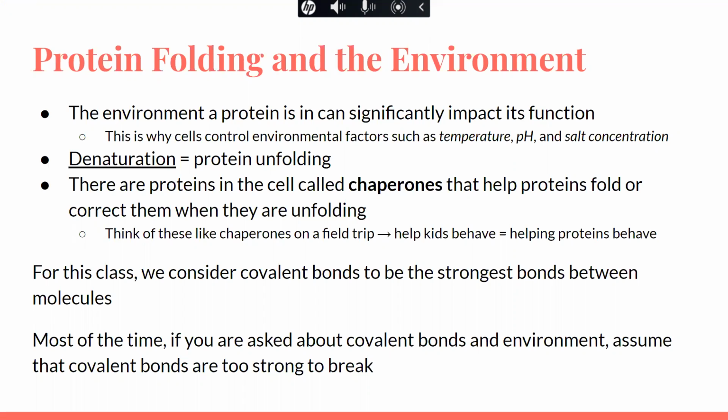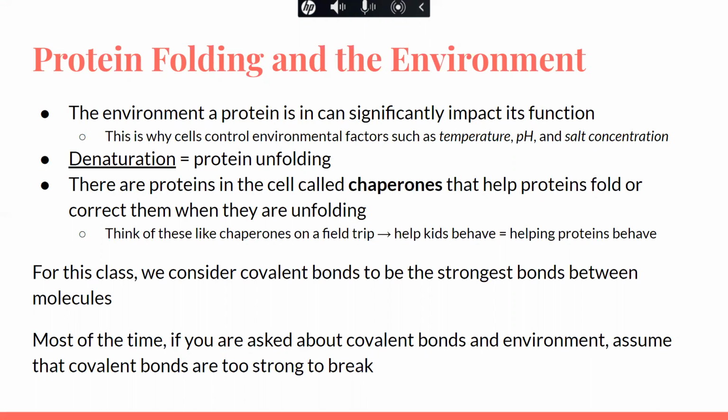But when the protein folds, there are a lot of factors that play into how it folds and its function, including the environment. This is why cells control for certain factors such as temperature, pH, and salt concentration. These are really important because they definitely affect how a protein is able to fold or not fold. Just some quick terminology: denaturation means protein unfolding, and renaturation means protein folding.